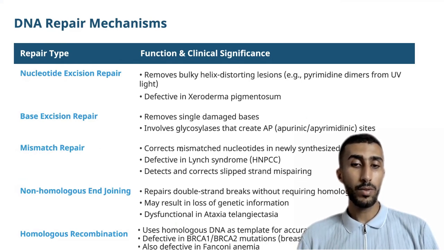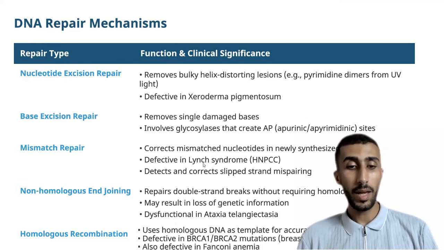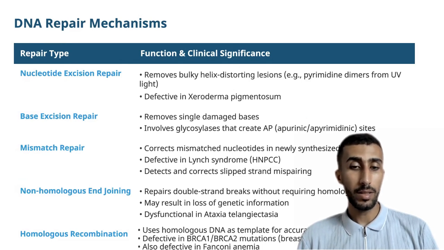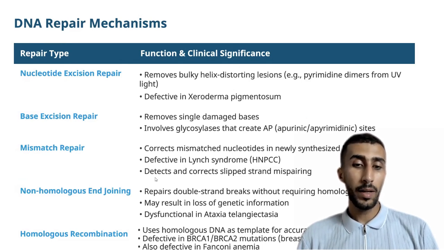And then the mismatch repair. Mismatch repair is the way we correct mismatched nucleotides in newly synthesized DNA. This is defective in conditions such as Lynch syndrome, which has another name, hereditary non-polyposis colorectal cancer. So hereditary non-polyposis colorectal cancer, aka Lynch syndrome, has a defect at the level of mismatch repair. It is supposed to correct mismatched nucleotides in the newly synthesized DNA, so it detects and corrects slipped strand mispairing or mismatched nucleotides. If this is affected, we have Lynch syndrome.